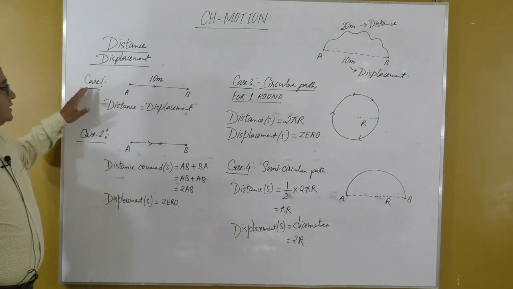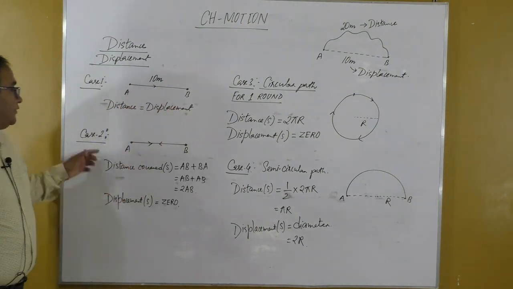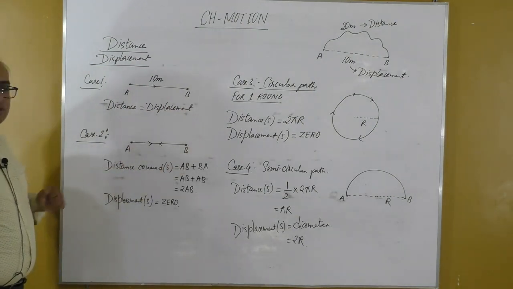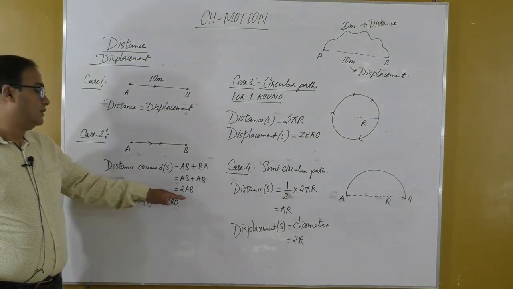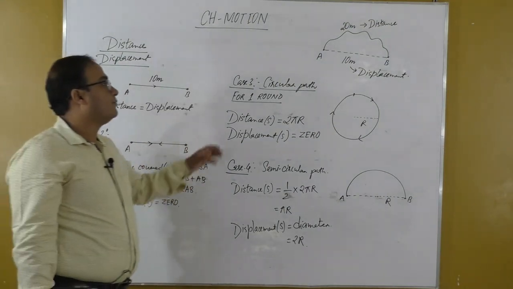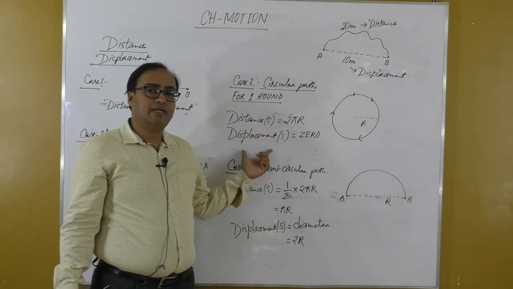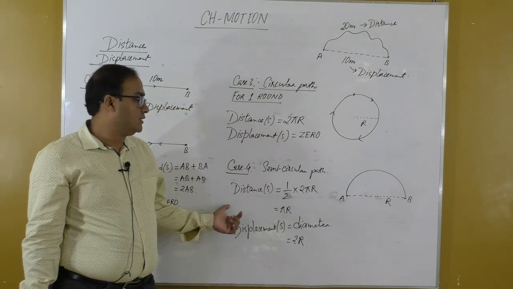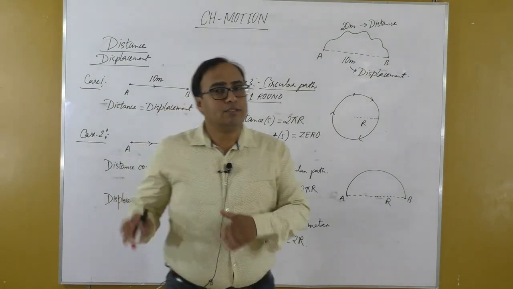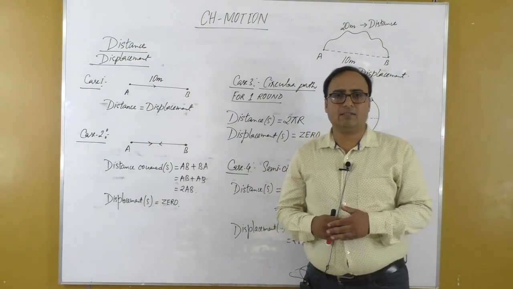Okay, so first case here, if a body moves in a straight path, distance and displacement are the same. If a body starts its journey from a point and moves in a straight path and returns along the same path to the original point, then distance covered is the length of this path doubled, and displacement is 0. For circular path, for one round, distance covered is 2 pi r and displacement is 0. For semicircular path, distance covered is pi r and displacement is 2r. You should note down these formulas, these concepts properly so that you can solve numericals easily.